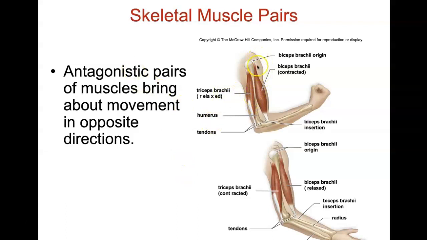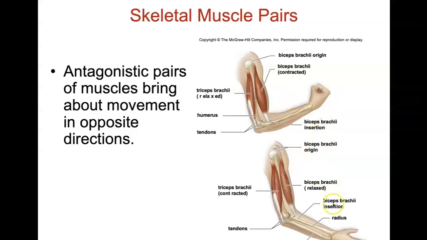So an example of the antagonist group here would be the biceps brachii and also the triceps brachii. These two muscles enable opposite movement, and this is going to allow flexion. What this individual is doing here is flexing the arm, and that's the work of the contraction of the biceps and the relaxation of the triceps.